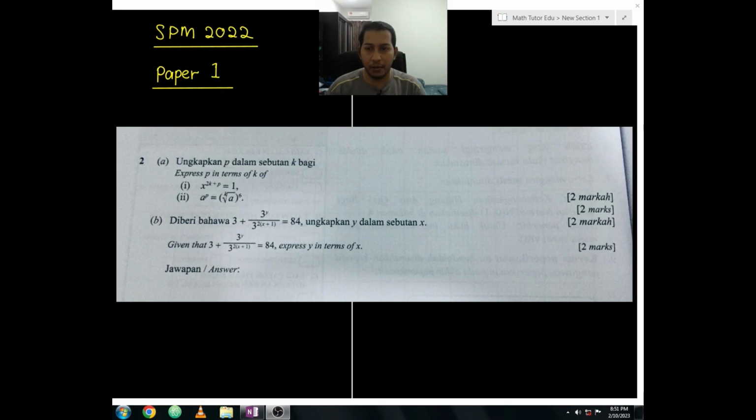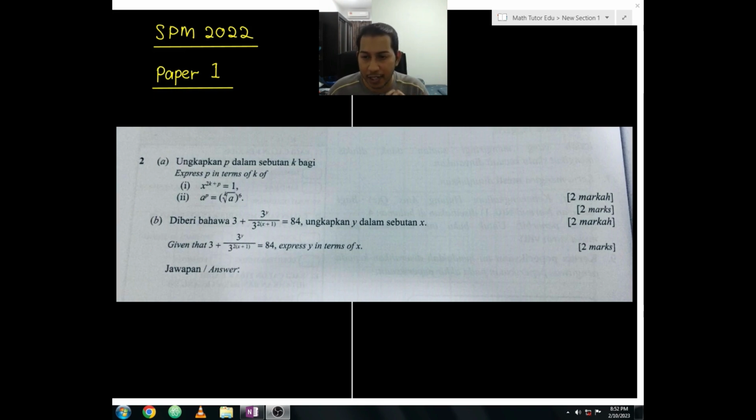Let me read the question now. For question 2, part A, express p in terms of k. For the first Roman, x to the power of 2k plus p equals 1, whereas for the second Roman, a to the power of p equals root k a in a bracket power of 6.